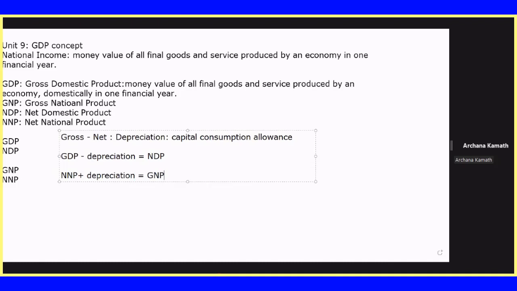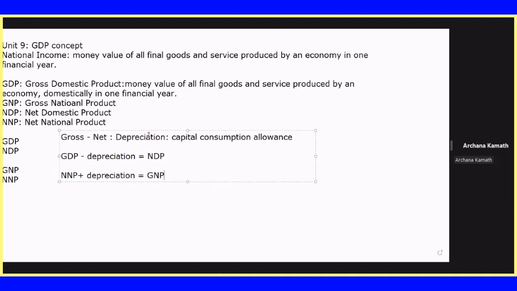Gross includes depreciation. So when you deduct depreciation from gross, you will get its net concept. If it is domestic, you will get net domestic product. If it is national, you'll get net national product. At the same time, if you add depreciation to the net concept, you will reach the gross concept of the same category, whether it be domestic or national. So this is the first difference which you can clearly identify.